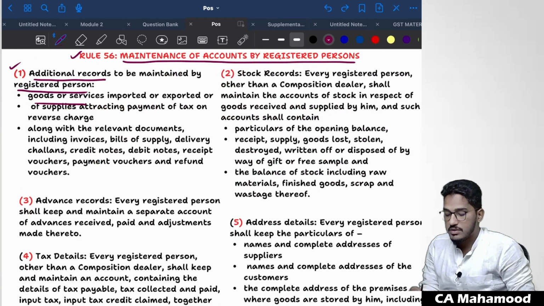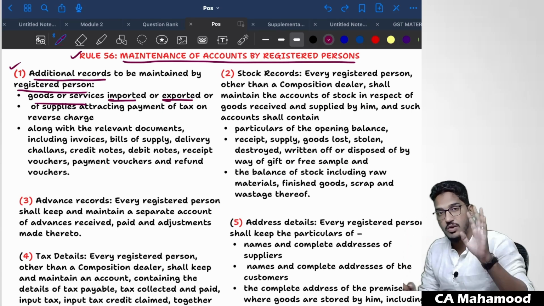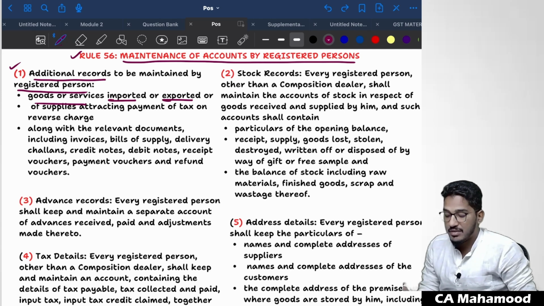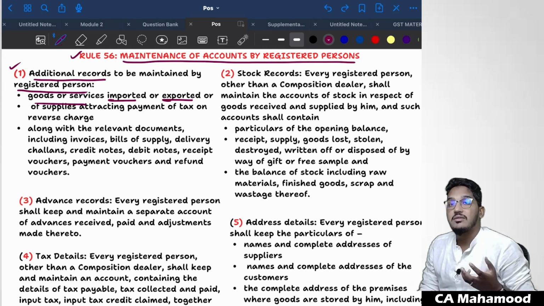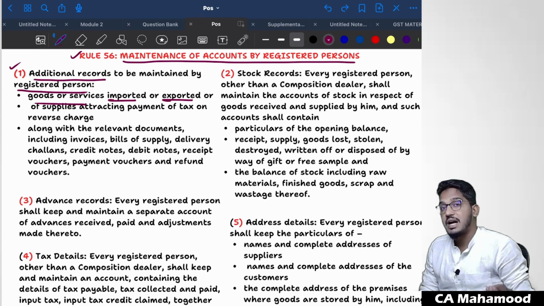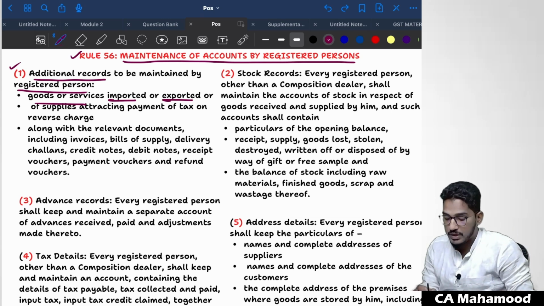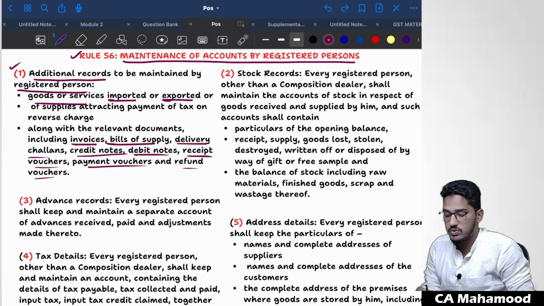So goods or services which you have imported or exported. If you have imported some goods or services, or if you have exported goods and services, regarding that also you have to maintain the records. And supplies attracting payment of tax on reverse charge. If you have any supplies on which RCM is attracted, regarding that also you have to maintain proper accounts, along with all relevant documents including invoices, bills of supply, delivery challans, credit notes, debit notes, receipt vouchers, payment vouchers and refund vouchers. All this we have seen in the tax invoice, credit and debit notes chapter.